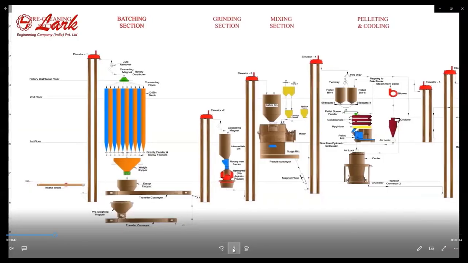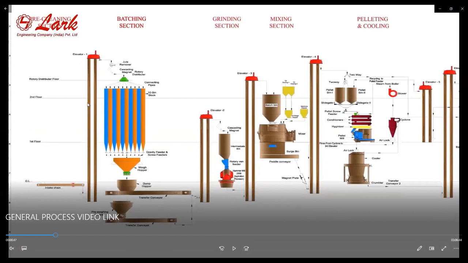This is a process flow sheet of a feed mill. The first part is the intake chain conveyor that drags the material to the bottom of the intake elevator, and that intake elevator conveys the material to these storage or day bins, or batching bins.